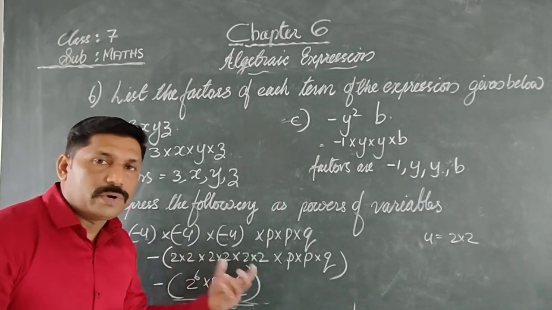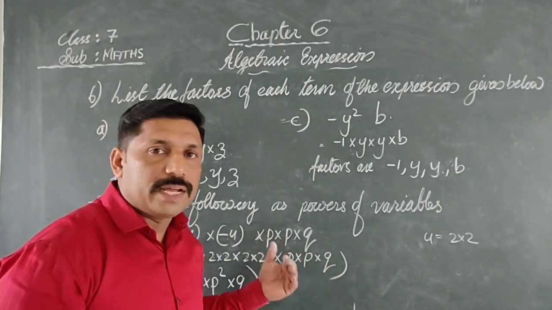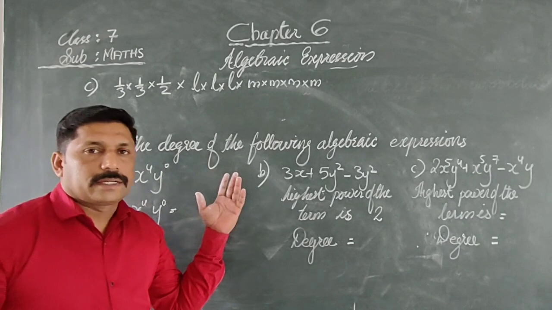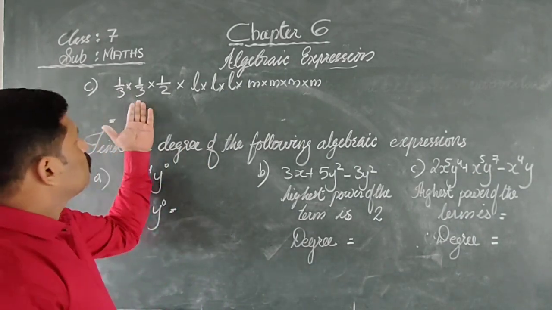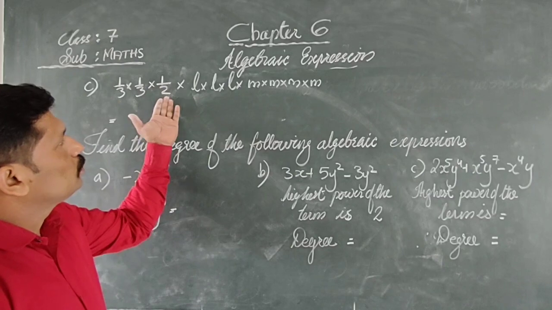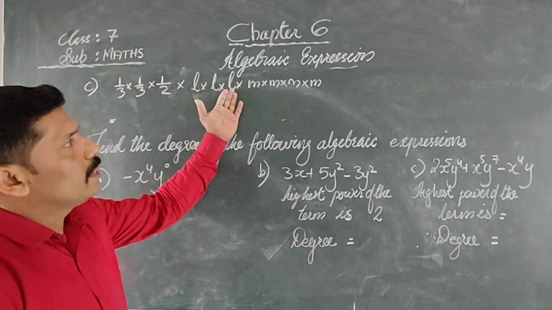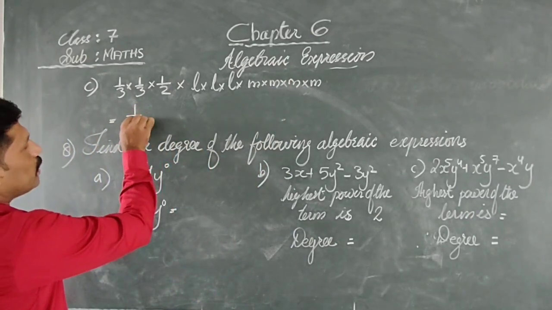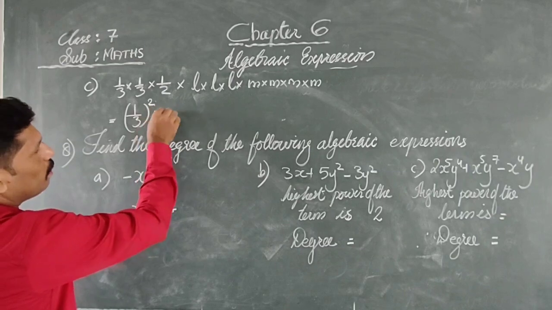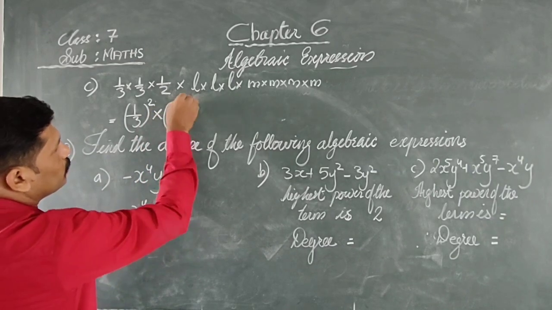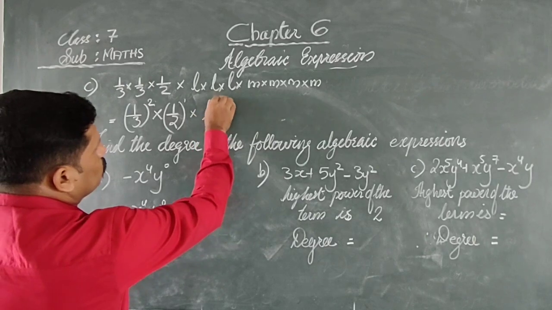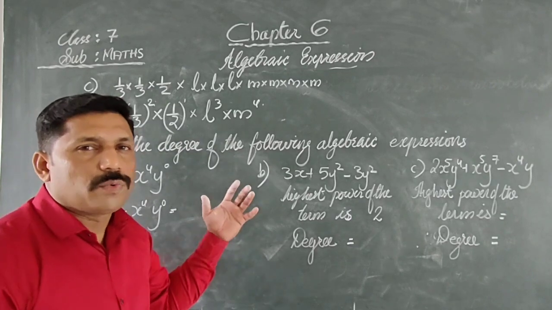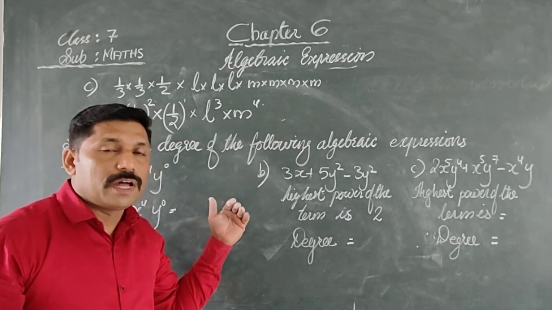So in this way, by counting how many times each term is repeating, accordingly we can change that into power form. Next question C. 1 upon 3 into 1 upon 3 into 1 upon 2 into L into L into L into M into M into M. Here 1 upon 3 is repeated 2 times, therefore 1 upon 3 power 2, and 1 upon 2 is 1 time only, into L power 3 into M power 3. This is how we express this with the power of the variable.